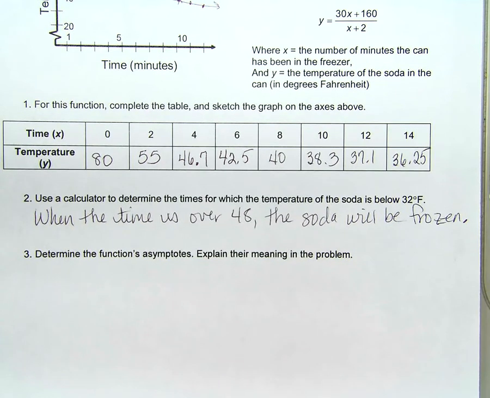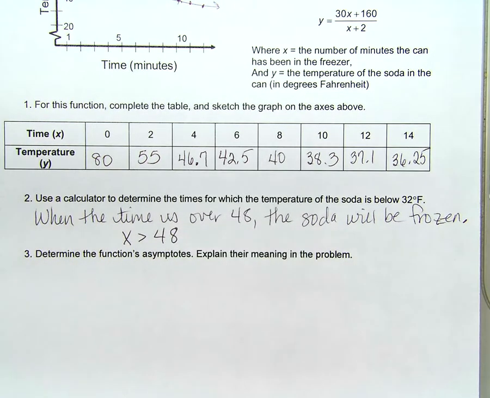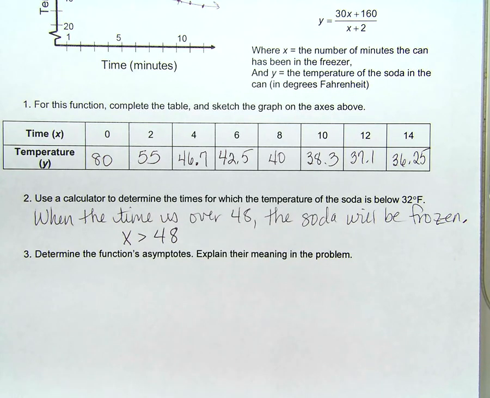I don't need this. Is this grammatically incorrect? I don't know. It just doesn't sound good. It doesn't sound good. That doesn't mean the grammar is wrong. It means our sentence or word choices are maybe off a little bit, right? Mathematically, we need to say x is greater than 48. Fair enough? Okay. Determine the function's asymptotes and explain their meaning in the problem.